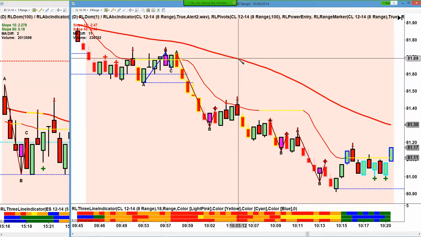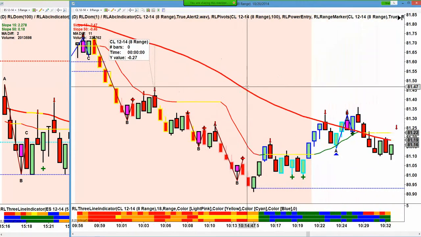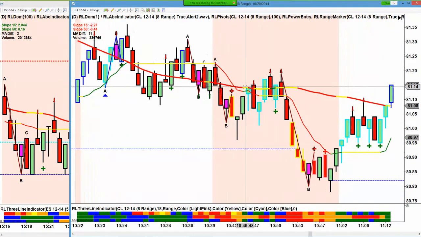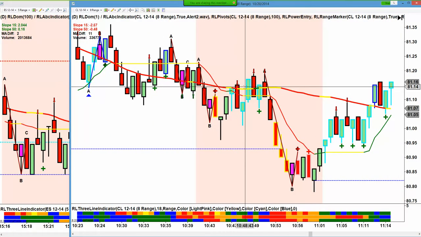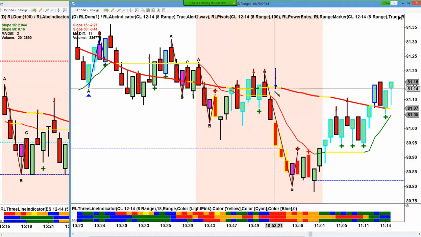Now here's our first trade right here. Yep, the MA diff is too big. It's 27. Can't take it. And this would be our first trade. It's right here. It's the break of the 15.